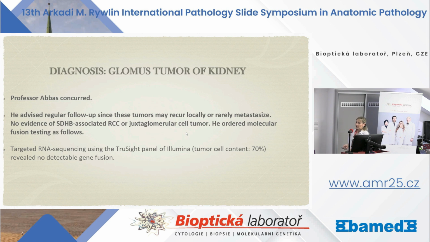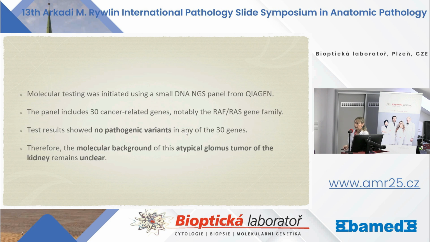Professor advised regular follow-up since this tumor may recur locally or rarely metastasize. There was no evidence of SDHB-associated RCC or extraglomerular cell tumor, so he ordered molecular fusion testing as follow-up. It was initiated using a small DNA NGS panel from Qiagen, and the panel includes 30 cancer-related genes, notably the RAS gene family, and test results showed no pathogenic variants in any of the 30 genes. Therefore, the molecular background of this atypical glomus tumor of the kidney remains unclear.